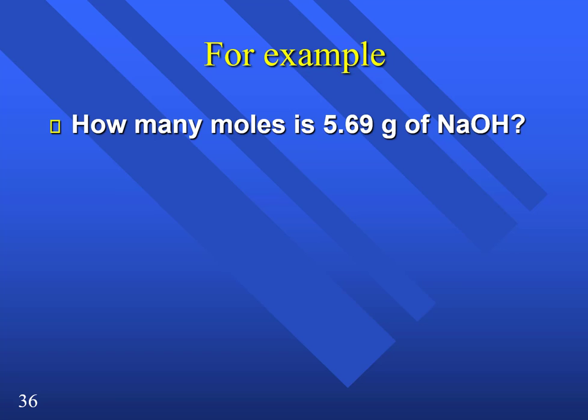This would be the equivalent of like how many dozen eggs in 45 pounds of eggs? How many dozen do you have? Let me start off, like all conversion factors, by writing down what you know. So we know we have 5.69 grams of NaOH.